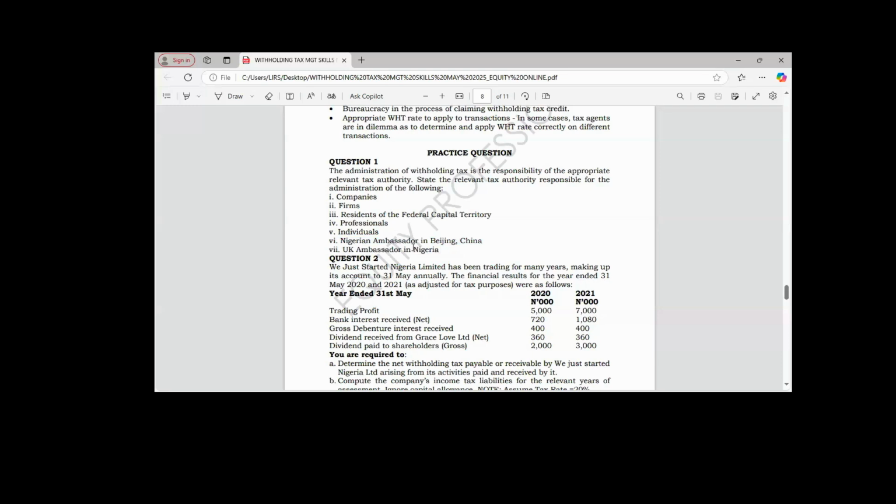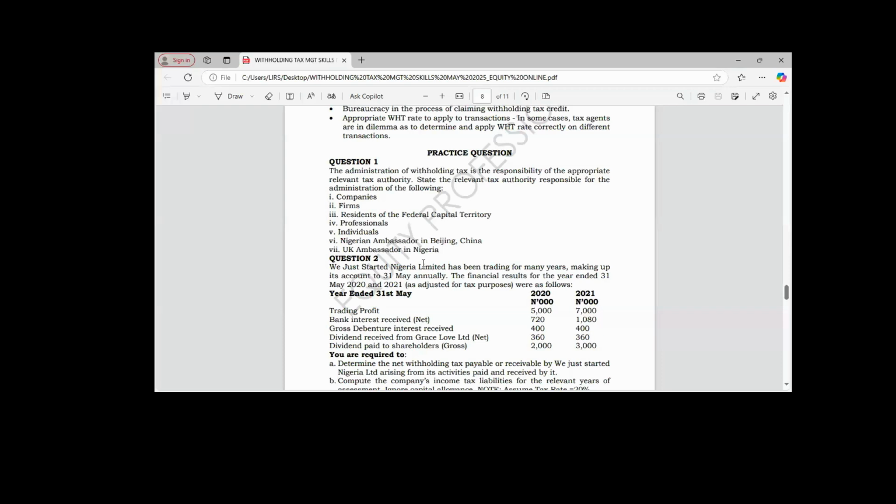FIRS. UK. FIRS, are you sure? UK ambassador in Nigeria. So this person now is not a resident of Nigeria. He's not a resident, so he's not going to be liable to tax in Nigeria. He just came to Nigeria to come and represent his country, the same way that person that went to China went there to represent us in China.